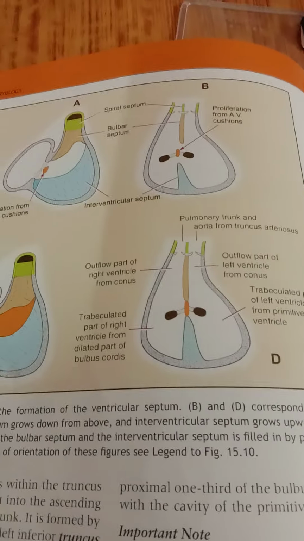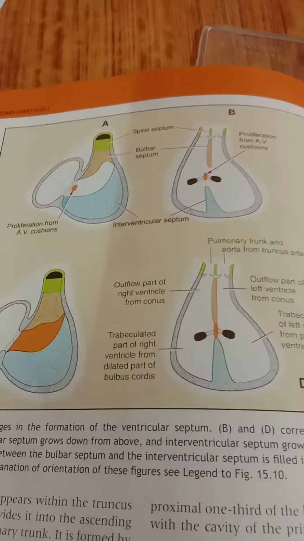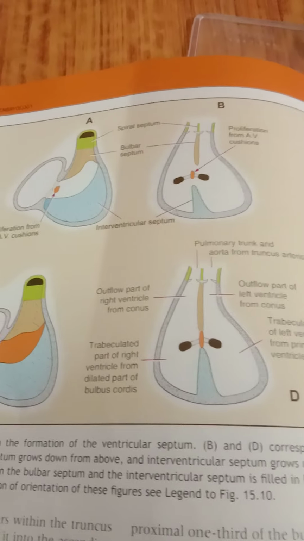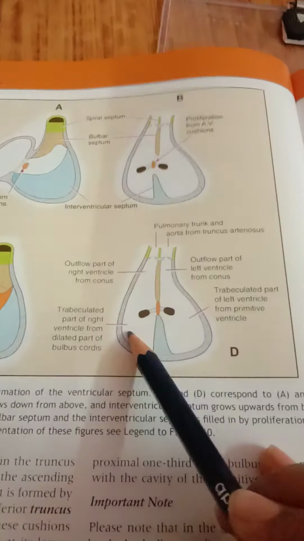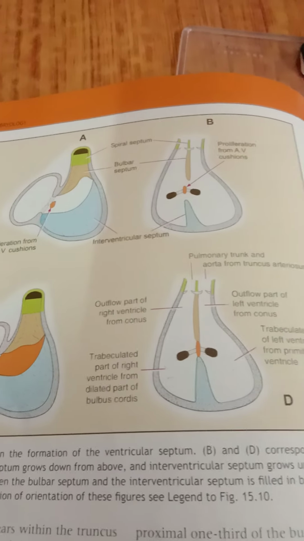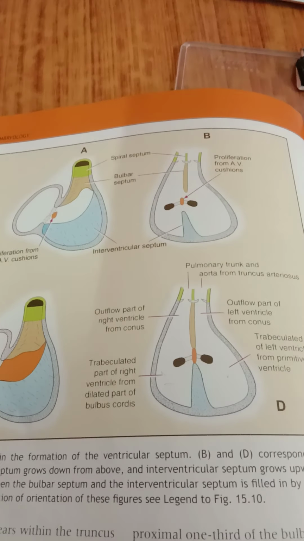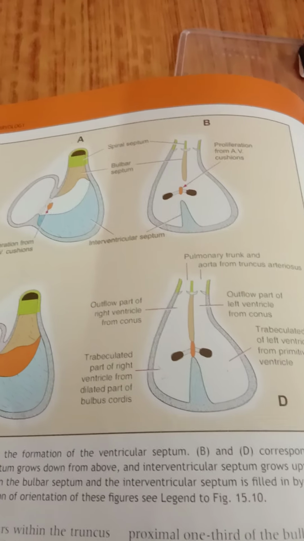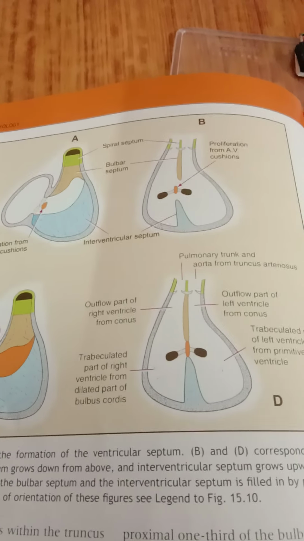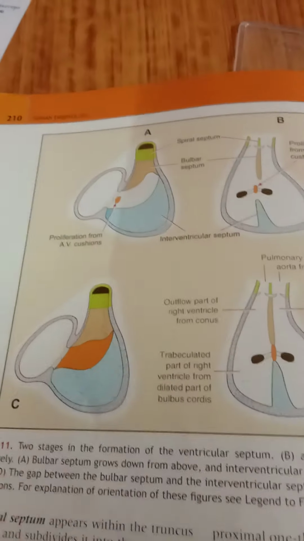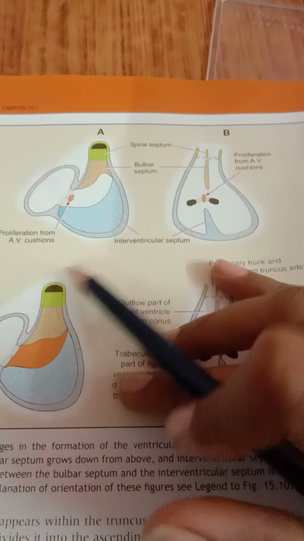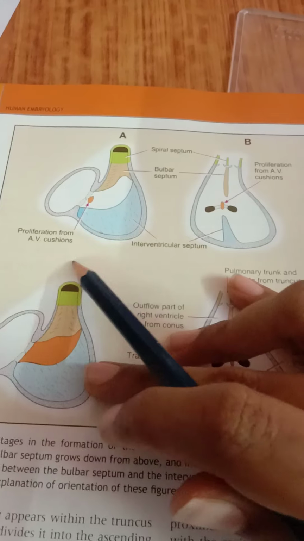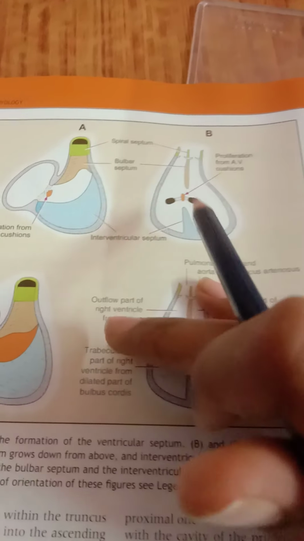Now we'll try to understand the formation of the interventricular septum. Till now we understood how the ventricle is formed. Now let us see how the septum forms between the right ventricle and left ventricle. The cavity is formed after the conus and proximal 1/3 of bulbus cordis are merged to the primitive ventricle, that is, right half and left half. You can see this is a proliferation from the AV cushion, spiral septum, bulbar septum, and this is where the interventricular septum is going to form.